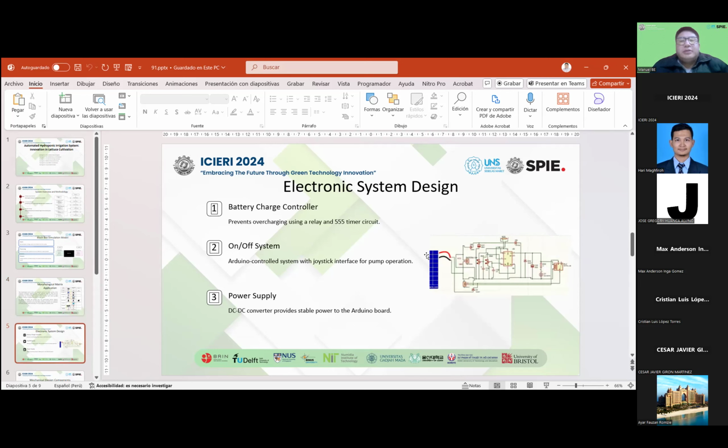Electronic system design. One, battery charge control prevents overcharging using a relay and 555 timer circuit. Two, system on-off: Arduino-controlled system with joystick interface for pump operations. Three, power supply: a DC-DC converter provides stable power to the Arduino board.